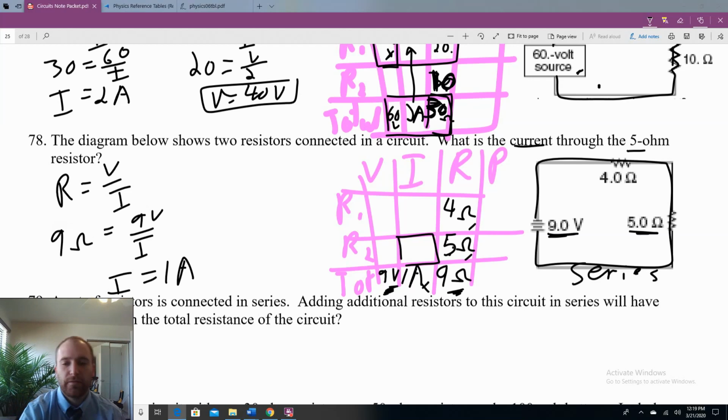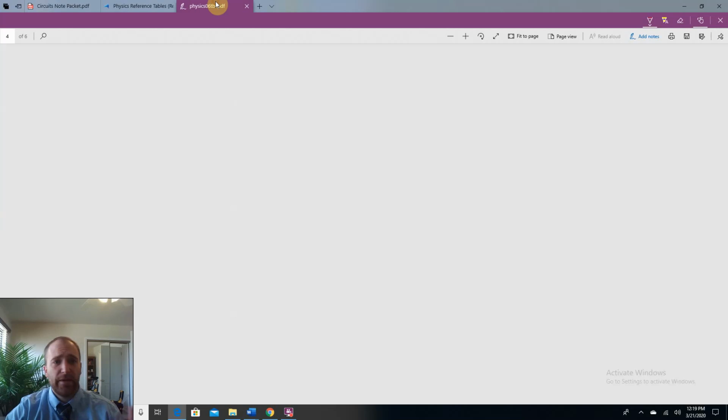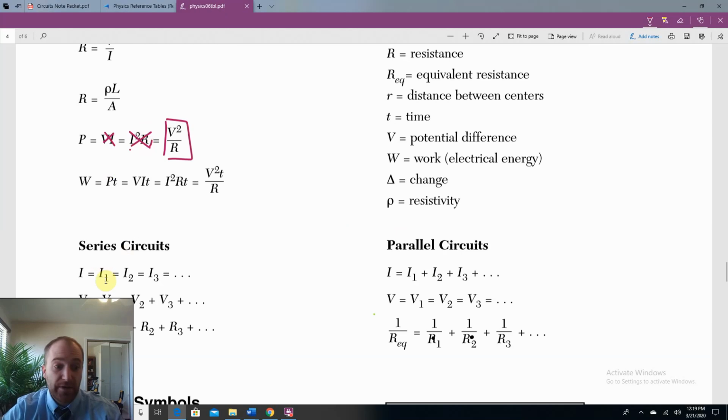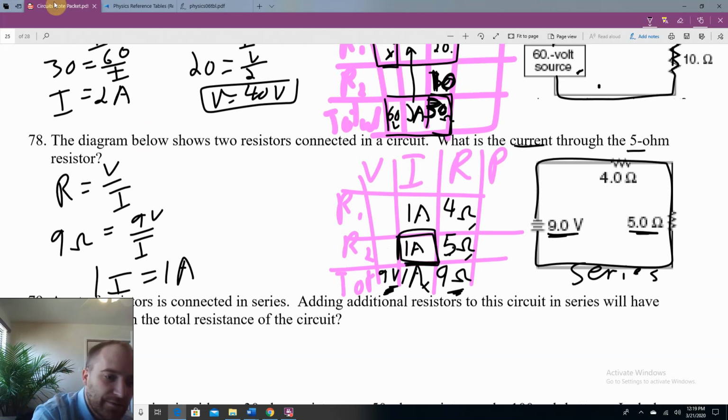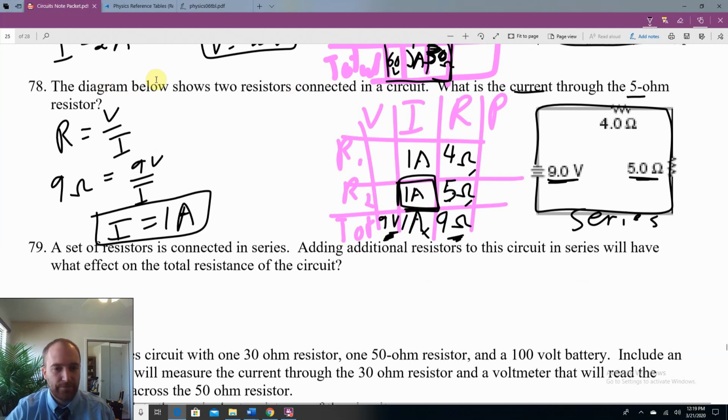And so the question is, how does that help us? Well, it's a series circuit, right? And in a series circuit, wow, looks like those currents are the same everywhere. It's the same through every device. So this is 1 amp and this is 1 amp, and we answered our question there, didn't we? It was this 1 amp. I'm going to circle it. Cool.